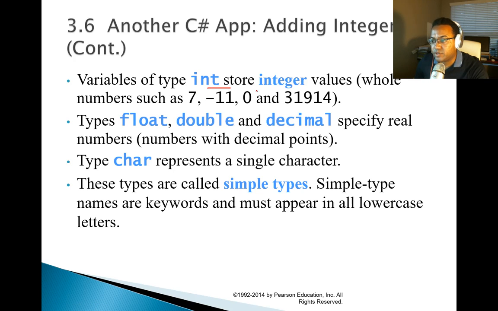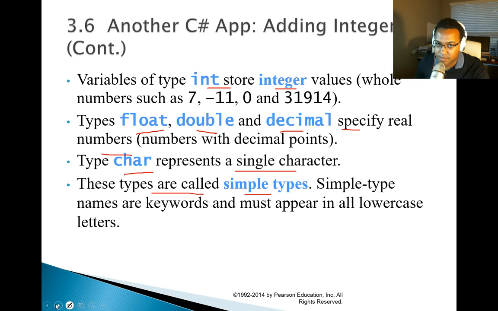Variables of type int store integer values. Float, double, and decimal specify real numbers, that's numbers with decimal points. A char represents a single character, whatever character that may be, ASCII too. These types are called simple types. Simple type names are keywords and must appear in all lowercase letters. So, int is always in lowercase letters, float, double, decimal, char, and so on. Now, there's an exception to this. String can be uppercase String or lowercase string.